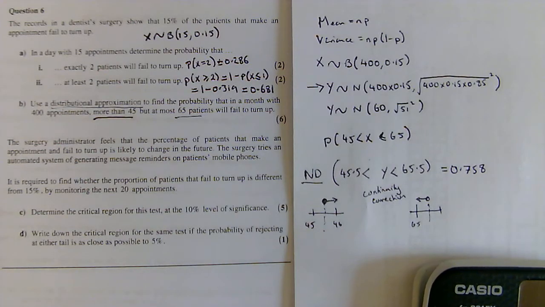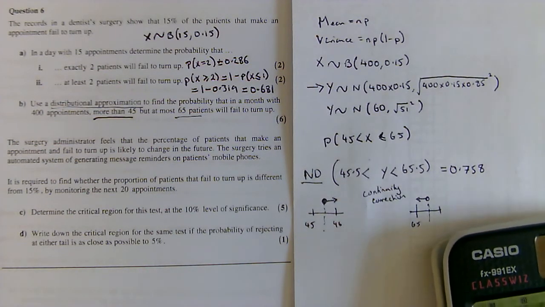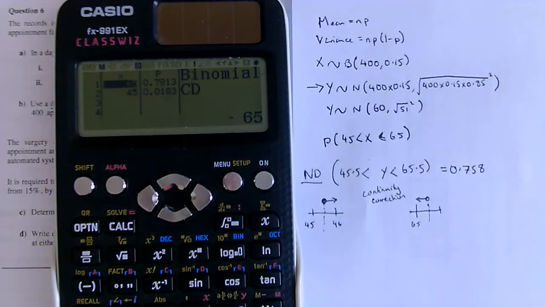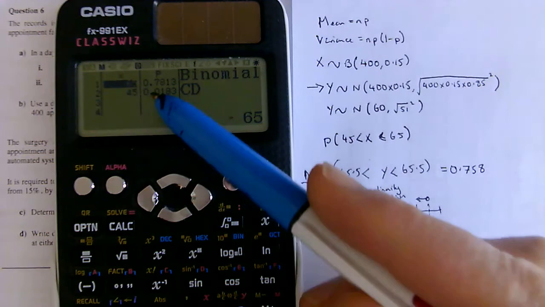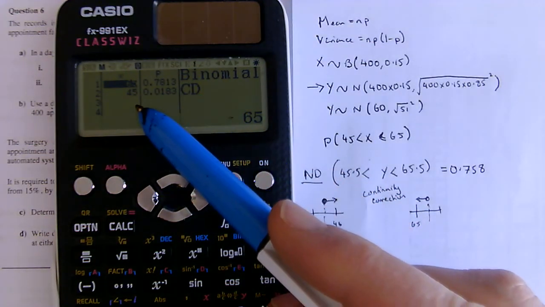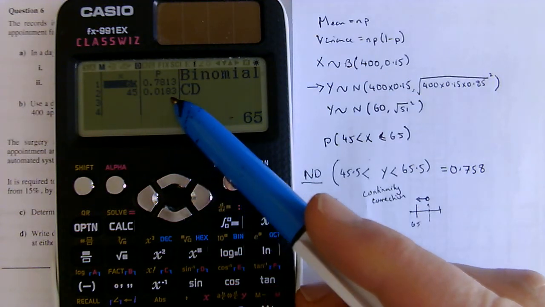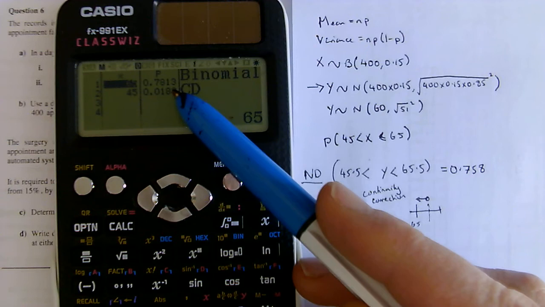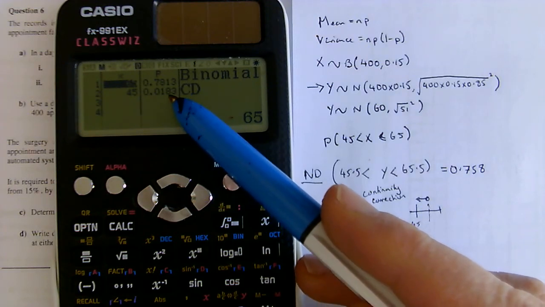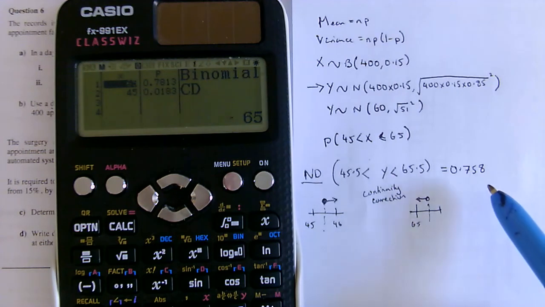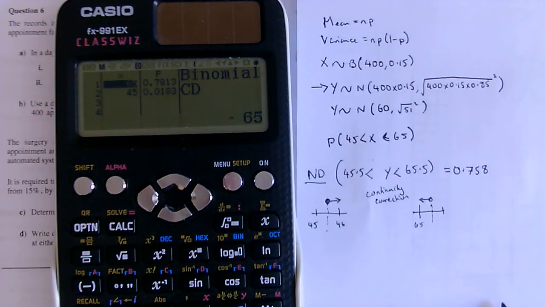It's not part of the question, but just in case you're interested, if I'd used the actual binomial distribution instead, the probability that x is less than or equal to 65 on the binomial distribution was 0.7813. The probability that x is less than or equal to 45 was 0.0183. If I subtract those, you should be able to see it's going to give me an answer of about 0.77, which is pretty close to what I got by approximating it with the normal distribution.